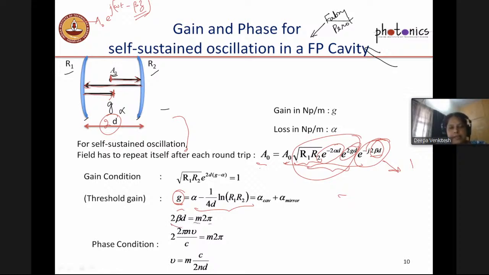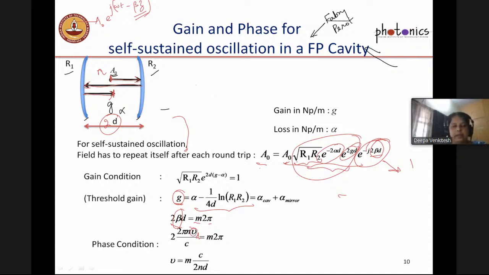And beta is nothing but the propagation constant. The propagation constant is 2 pi times the frequency divided by c by n, because there could be a medium here of refractive index n, right? So this is beta, and this must be equal to m times, okay, there is a d missing here, sorry, m times 2 pi. This gives you the allowed frequencies in the system.